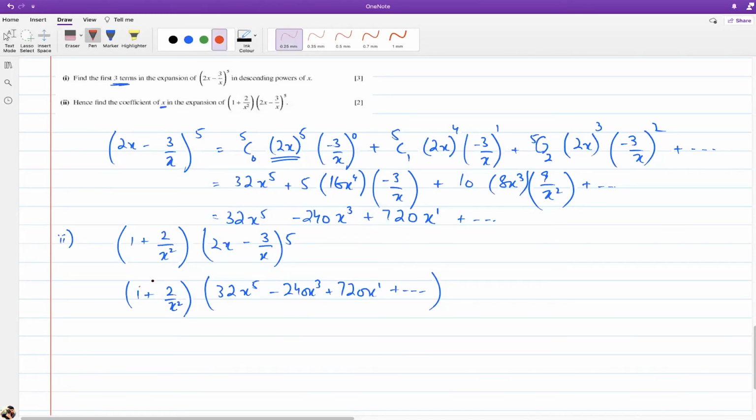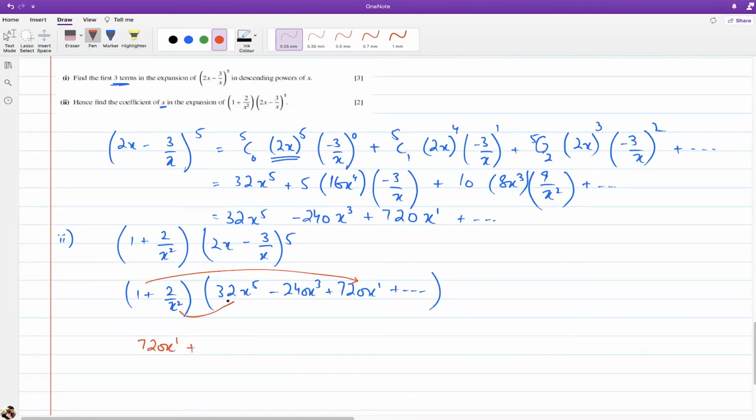Okay, when this multiplied with this, what power will we get? Don't multiply, just tell me what power will we get? 5. So this is clearly not what we are looking for. When this multiplies with this, what power will we get? 3. Not really what we're looking for. But when this multiplies with this, we'll get power 1. So that is it. That's the first term we are looking for.